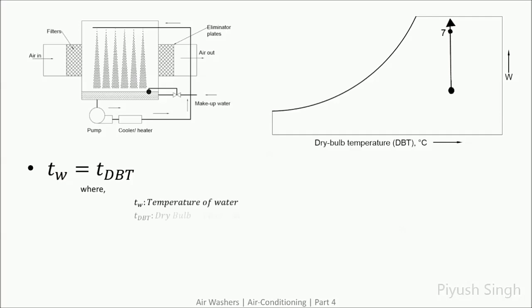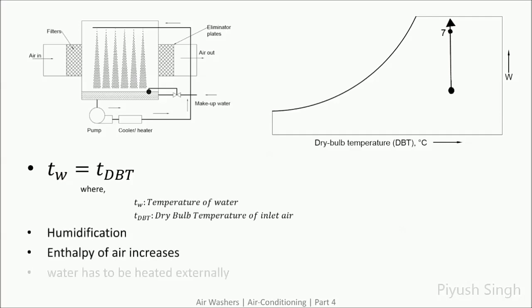When the water temperature is equal to the dry bulb temperature of the incoming air, only latent heat transfer takes place from water to air. Hence, the dry bulb of the air remains constant, while its enthalpy and moisture content increases. For this process to continue, the water has to be externally heated.